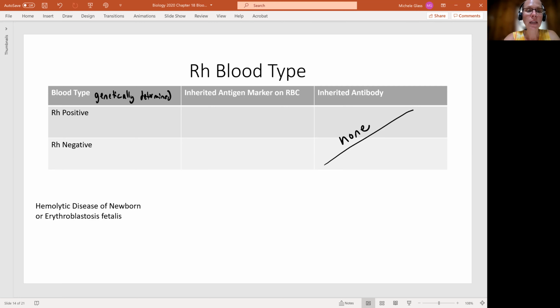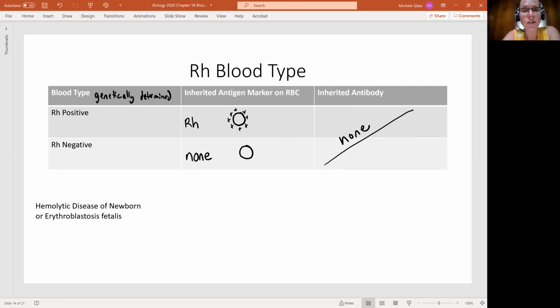So I'm going to say on the RH positive, the inherited antigen marker is the RH marker. And so I'm going to do what I did before. I'm going to draw my circle for my red blood cell, and then I'm going to draw plus signs all along the outside to say that that's how this cell is marked. And if you're RH negative, you have not inherited any kind of marker here. So let's do what we did with type O, where we just drew our red blood cell with nothing on the outside. So that's our RH negative.